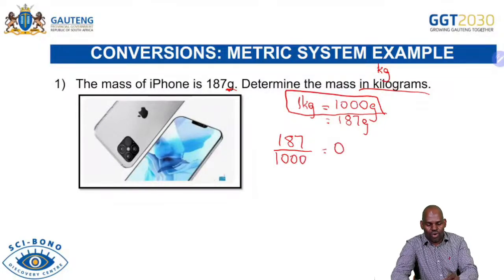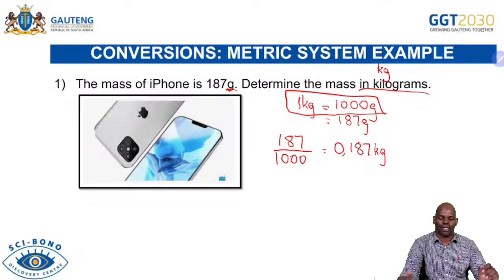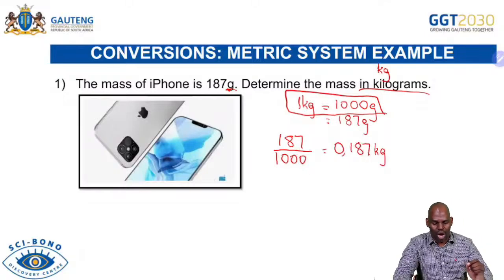and this will give us 0.187 kilogram. Okay, can you see how easy it is, boys and girls? This is where you cannot afford to lose marks, because this is the easiest part in paper 2, and the most important concept. It is actually the foundation of paper 2. So we've got 0.187 kilogram, and this is how we convert.